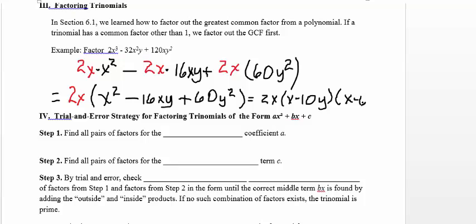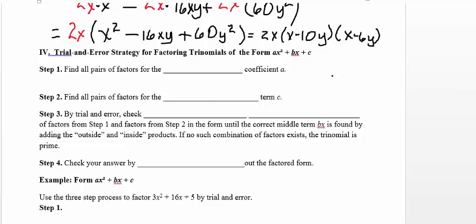So 2x times x minus 10y times x minus 6y. And notice my monomial factor always is written first. And in this case, that's 2x. And then I write the binomial factors afterwards. So the factor with one term, that's 2x, is written first, and my two factors with two terms are written after that, x minus 10y and x minus 6y. So I want to look at my trial and error strategy.